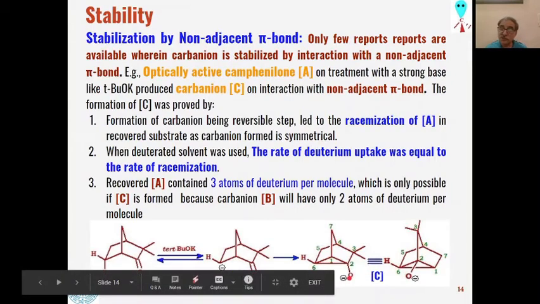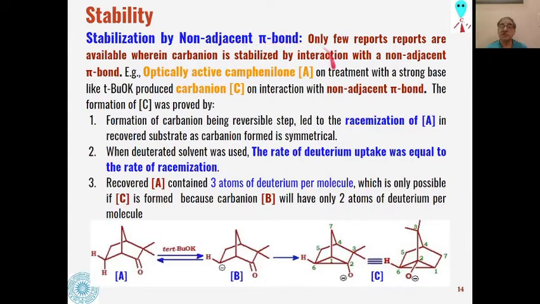So this can lead to exchange of deuterium at 3 places. So add this and add this. So 3 atoms of deuterium per molecule can be taken up only if C is formed. B can only give us 2 atoms of deuterium per molecule. So this proves that there is an existence of this type of carbonyl, and this type of carbonyl can only be formed if there is a stabilization by non-adjacent pi bond.